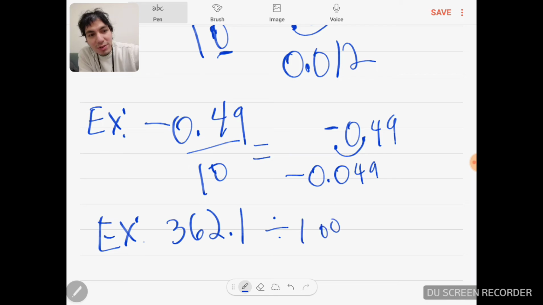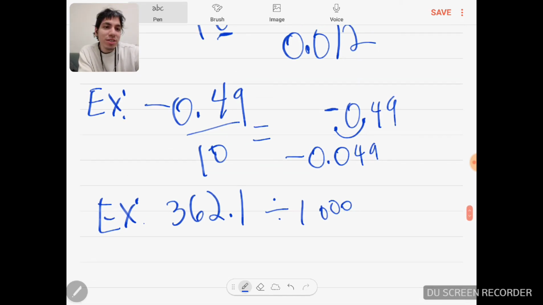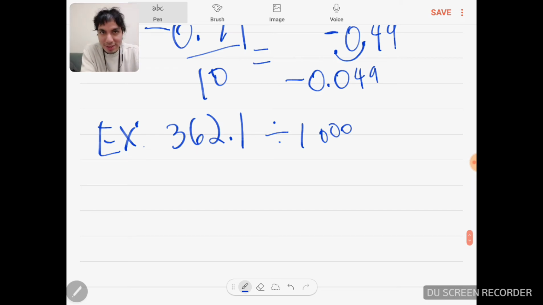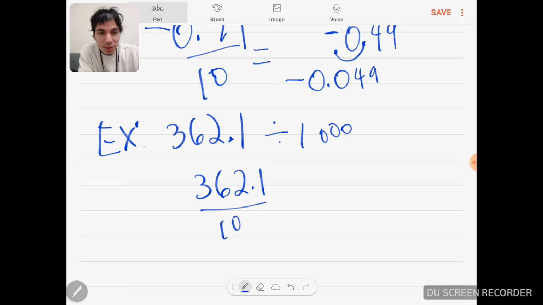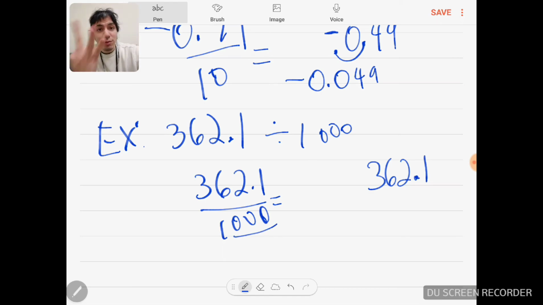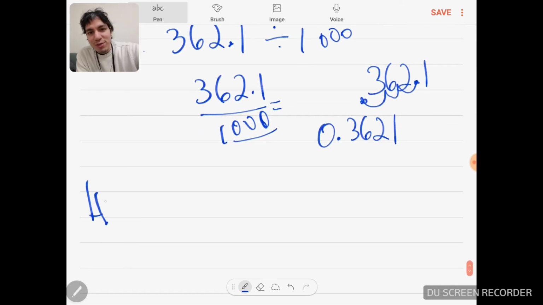And the last example, 362.1 divided by 1,000. Now this is written differently because it's horizontal. So you can choose to rewrite this as a fraction, so then you can immediately remember, oh, hey, this is divided by 1,000. I'm basically going to rewrite this again as 362.1 and move it over to the left. How many times? 3. So it's 1, 2, 3. So I'm left with 0.3621.